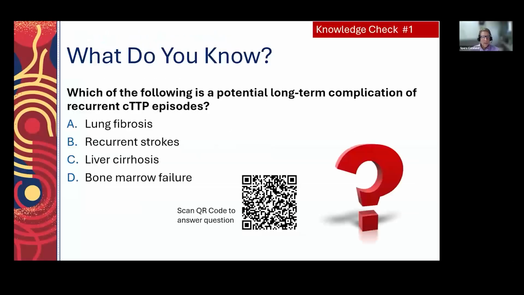Okay, so let's go ahead and get started with the first question. Which of the following is a potential long-term complication of recurrent congenital TTP episodes? Lung fibrosis, recurrent strokes, liver cirrhosis, or bone marrow failure?